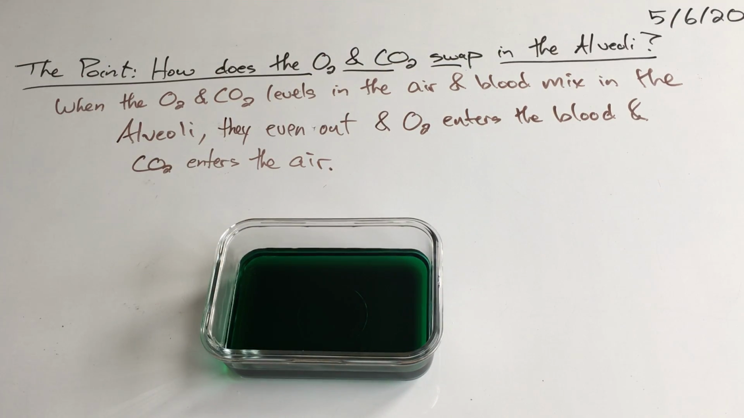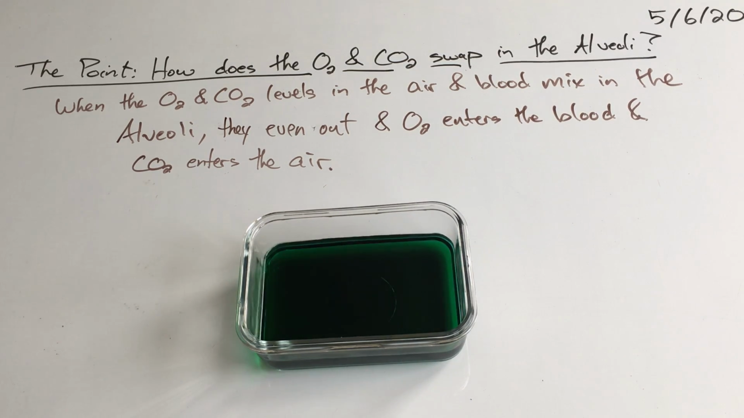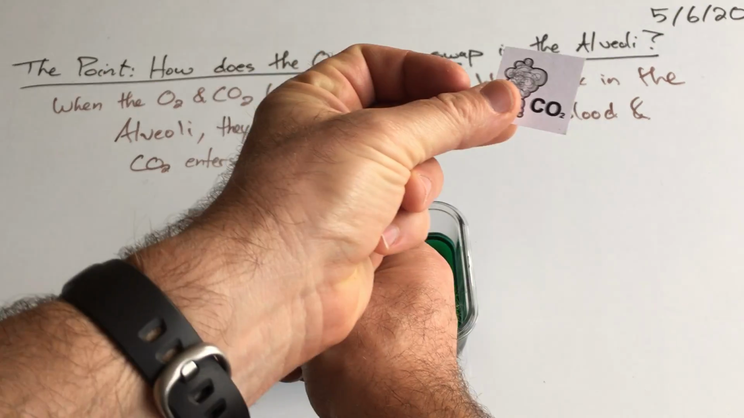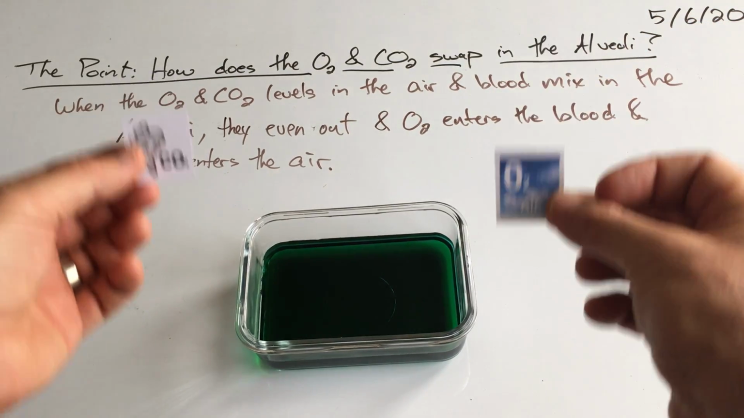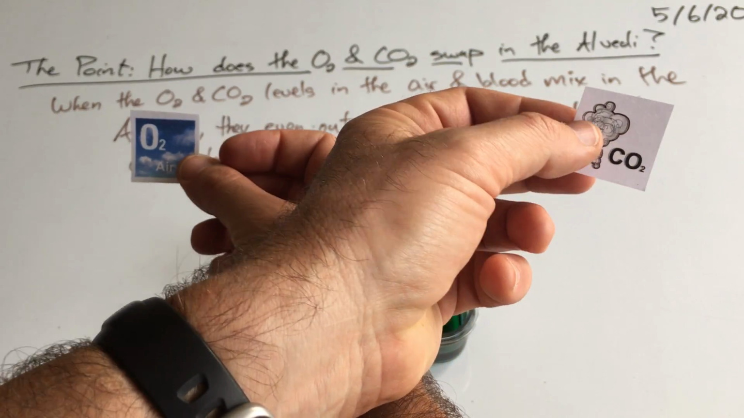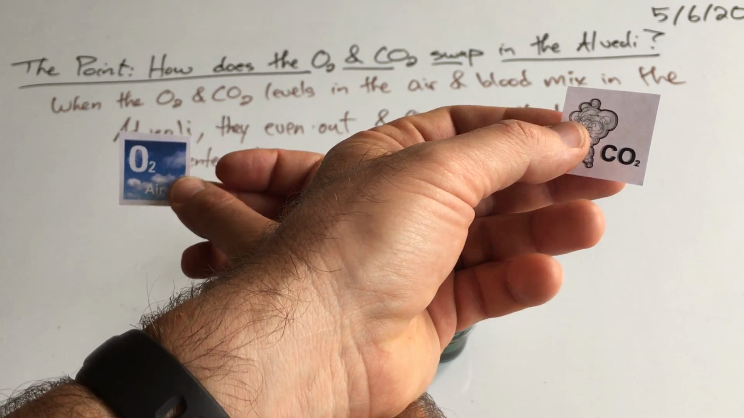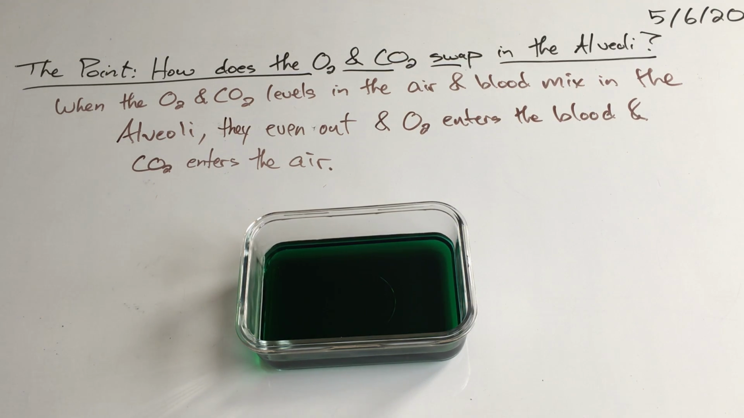So it's not magnets, it's not a cannon, it's not grubby little paws or anything. The only reason that oxygen and carbon dioxide swap is just because there's high levels here and low levels here, and to even out, this has to pour into there, this has to pour into there, and they even out. It's just homeostasis. Thank you, and good luck.